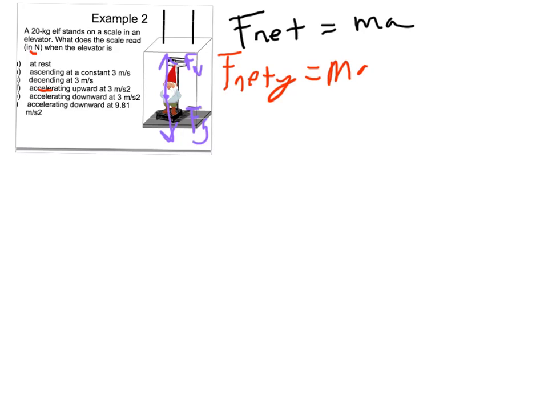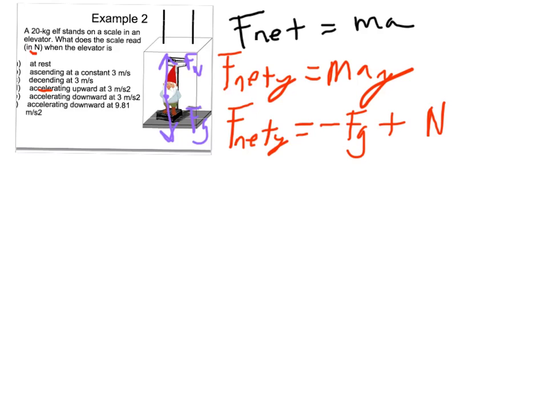And I could show that just like I did in the last two examples, but I have a bunch to work through, and so that would take a long time. So what I'm going to do is say, look, I know there are no x forces, so I'm only going to deal with y. Now we need to know what all of those y forces are. He has gravity pulling him down. Down's negative. Normal force keeping him up. I'm just going to do n for normal force.